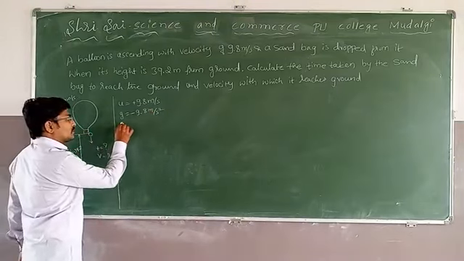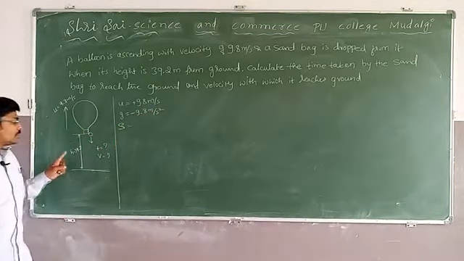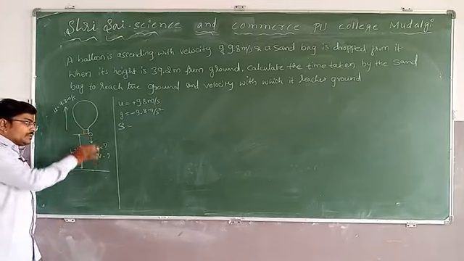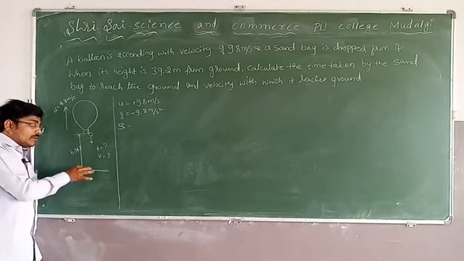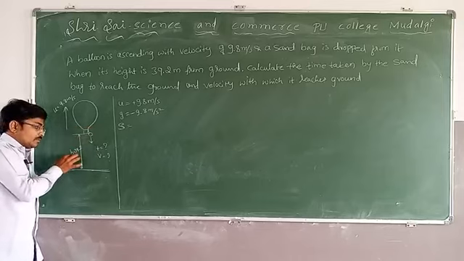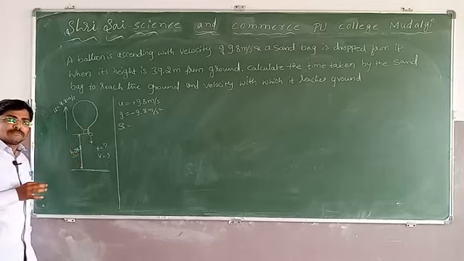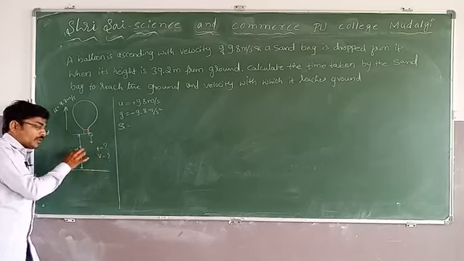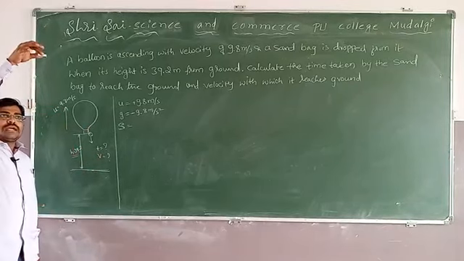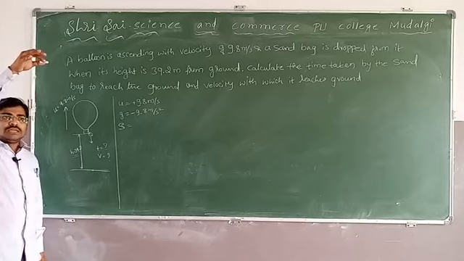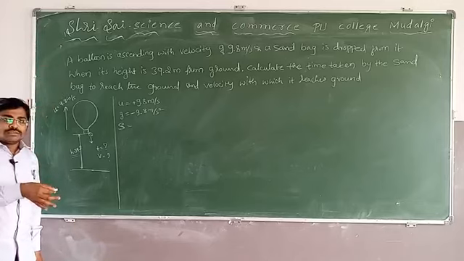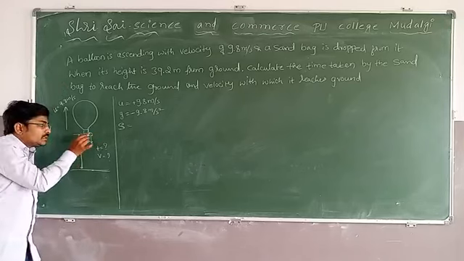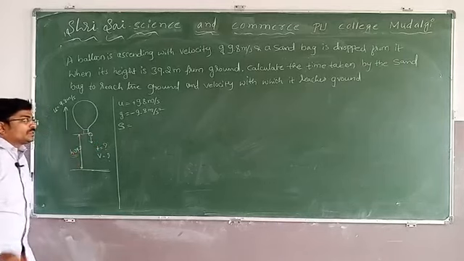What about s? How much is it? If the sandbag is dropped when the balloon is at a height of 39.2 meter, then when you drop it, this sandbag has to cover a displacement of 39.2 meter. When the balloon is at that height and you drop the sandbag, it comes downward. It means this sandbag has to cover how much distance or displacement? It has to cover the displacement of 39.2 meter.